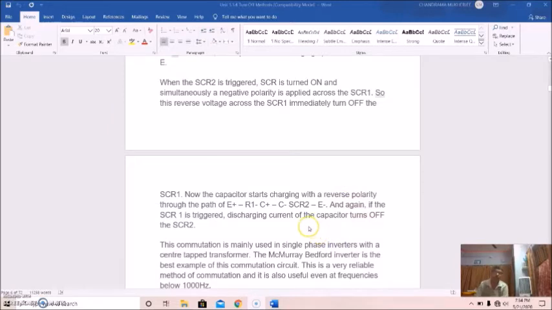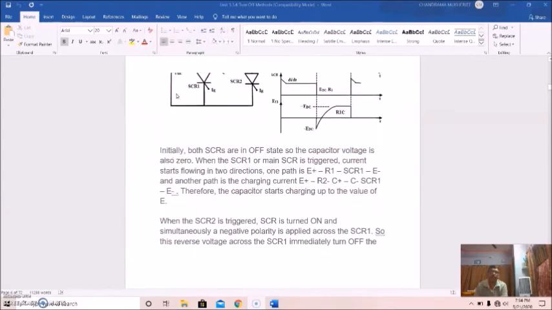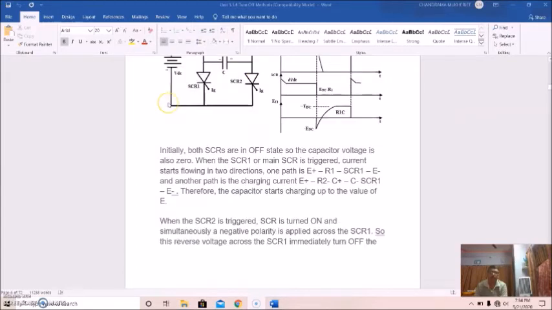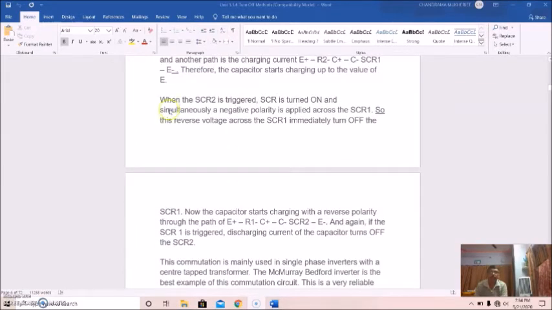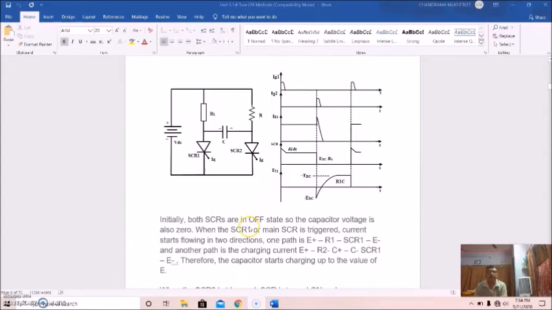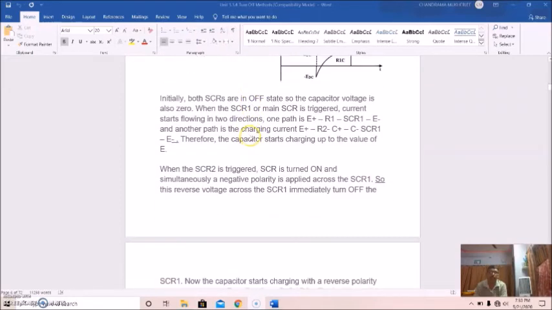Now the capacitor starts charging with the reverse polarity through this path, that is E positive, load, then C positive, C negative, then thyristor 2, then E negative. Okay. And again, if the thyristor 1 is triggered, the discharging current of the capacitor will turn off the SCR2. This will be positive, this is negative. So this discharging current will flow in this case, and this is reverse polarity, and thyristor 2 will turn off.